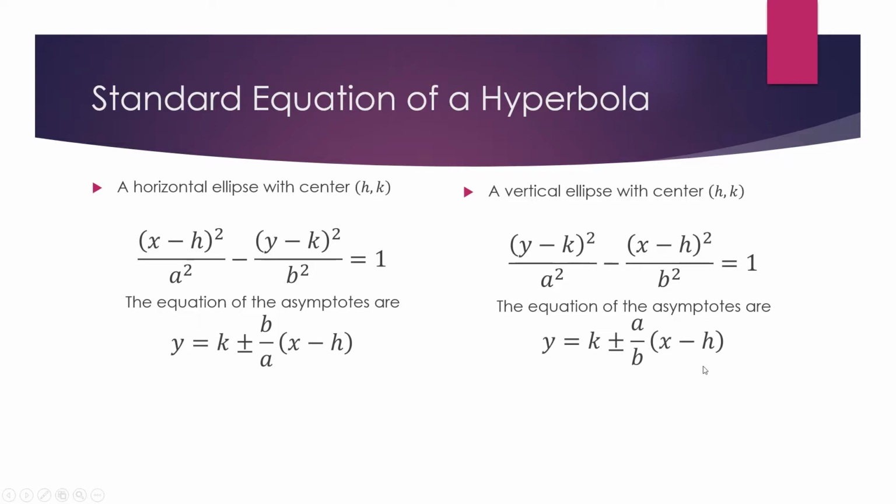Notice the difference in the equations for the asymptotes. In a horizontal, it's b over a for the slope. For a vertical, it's going to be a over b.